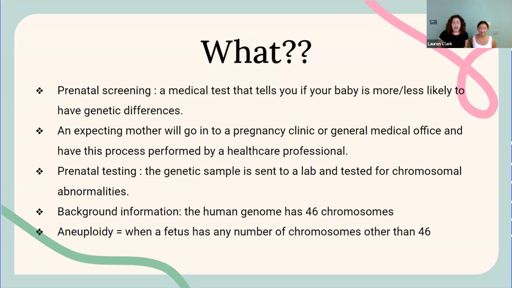The background information behind this is that the human genome has 46 chromosomes, and aneuploidy is when the fetus has more or fewer chromosomes than 46.